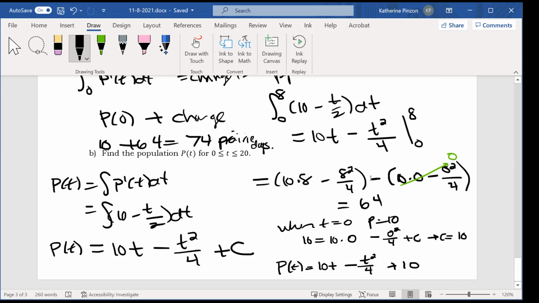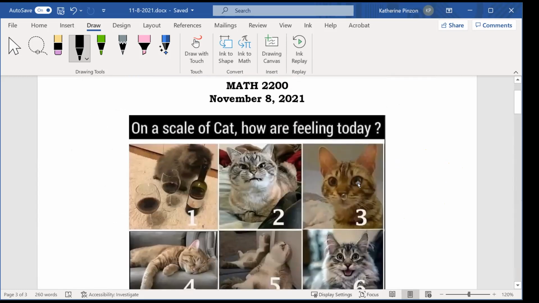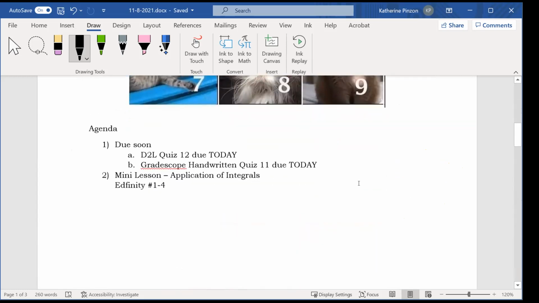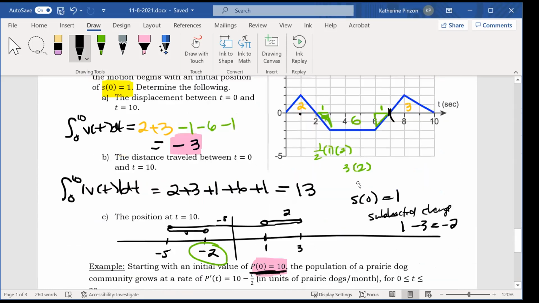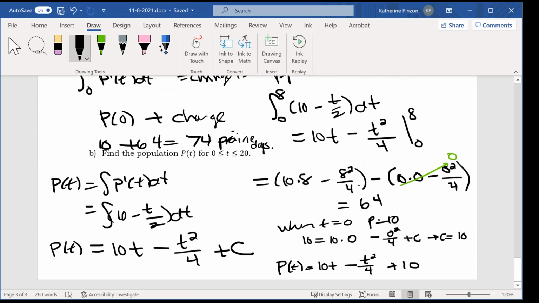Okay, it's quiz day. Take your 2 quizzes. D2L quiz number 12, Gradescope quiz number 11. We're doing area between curves on Wednesday, and that's our last new topic. Friday is a homework day, Monday's review day. The final exam is Friday the 19th from 11 until 1:30. So 11 to 12 will be the Gradescope portion, 12 to 1:30 will be the Edfinity portion.